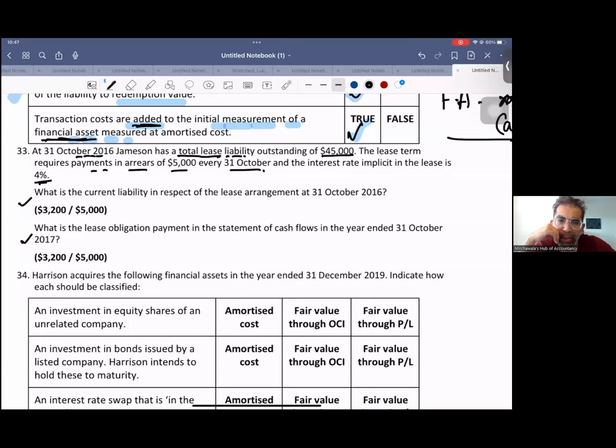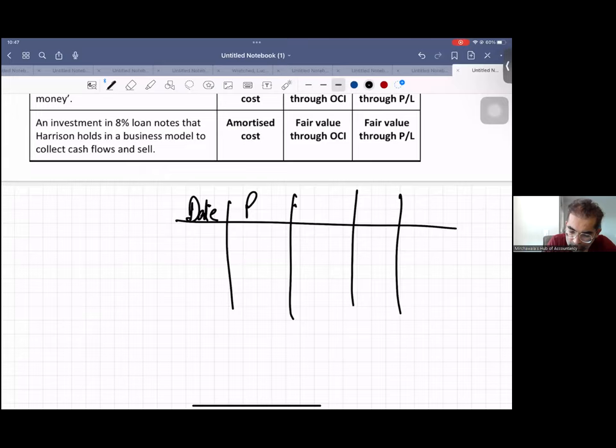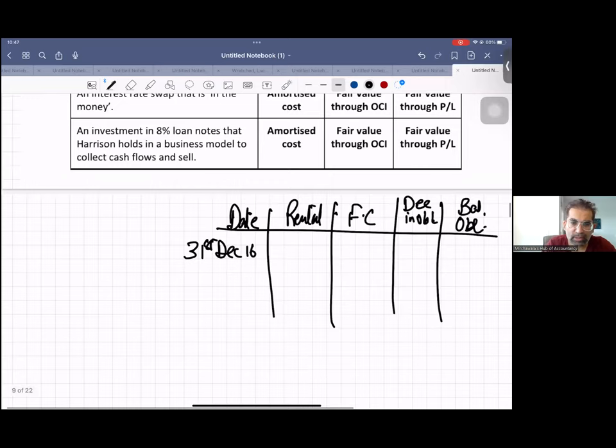Listen, you remember these columns? Date, rentals, finance charge, decrease in obligation, balance, obligation, remember? So at 31st of December 16, the balance obligation was how much? It was 45,000, the total lease liability. Now, at the next year end, you will be paying total rental of 5,000.